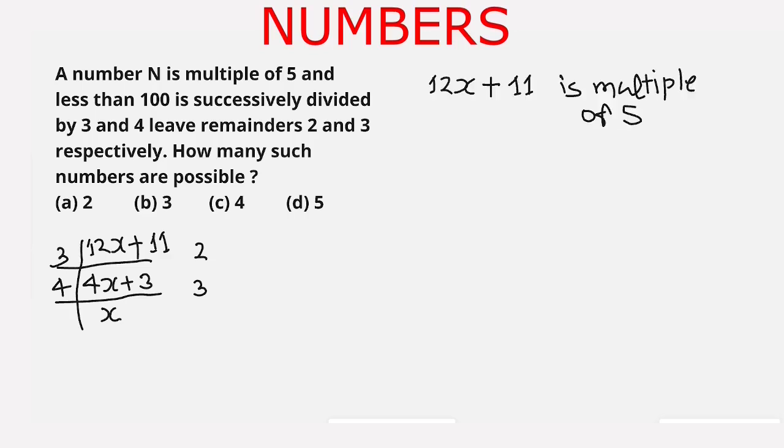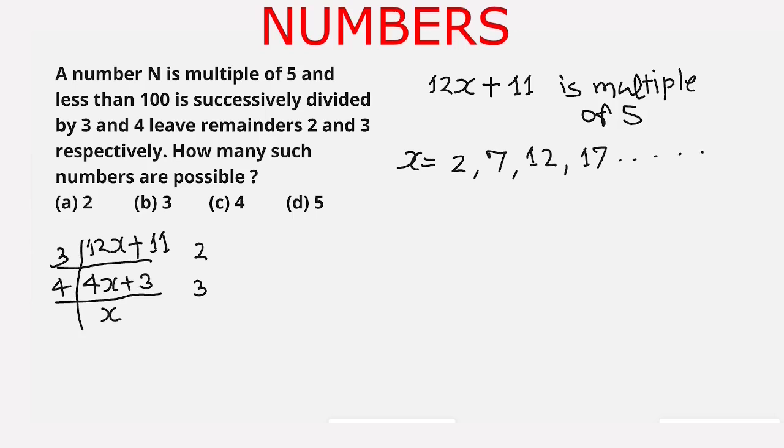It is given that this number 12x plus 11 is multiple of 5. And for this to be true, we have to have the value of x equal to 2. If we put the value of x equal to 2, then it will be 12 times 2 is 24 plus 11 is 35, which is multiple of 5. Then x can be 7, it can be 12, then it can be 17, and this way we can go on.